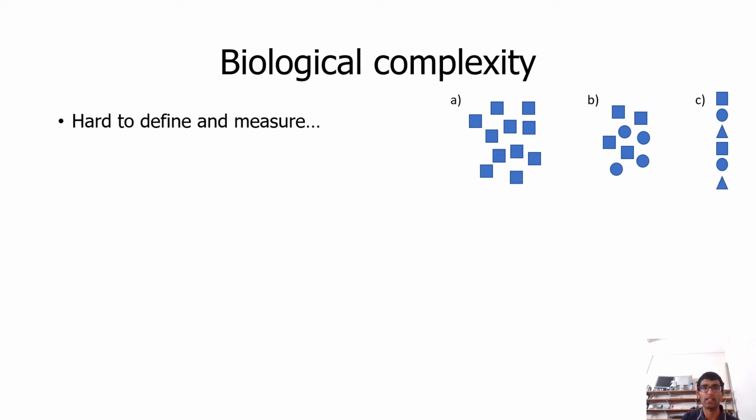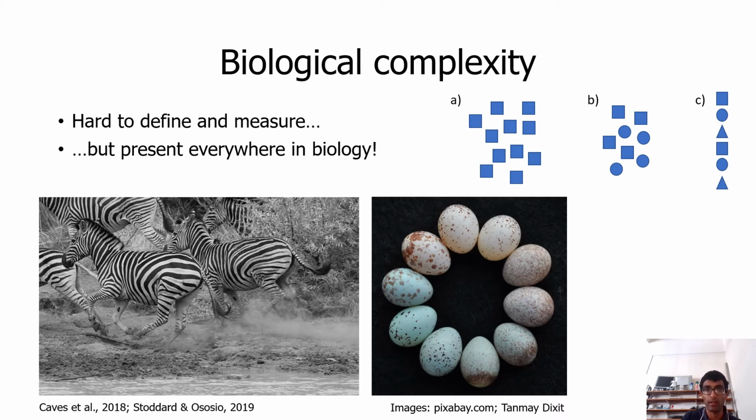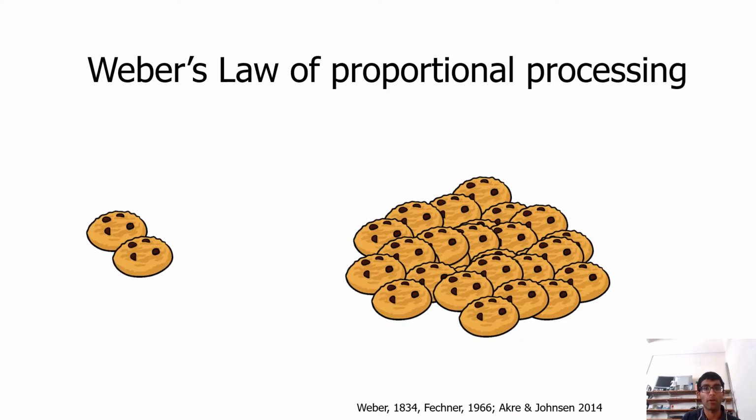The point here is that it's hard to quantify complexity objectively. Indeed, how complex a pattern is depends on how the receiver perceives it. And this is a problem, since complex patterns are ubiquitous in biology, from patterns on animals to patterns on eggshells. How might complexity be processed by a receiver? Perhaps it could differentiate between patterns based on the absolute differences in complexity between them.